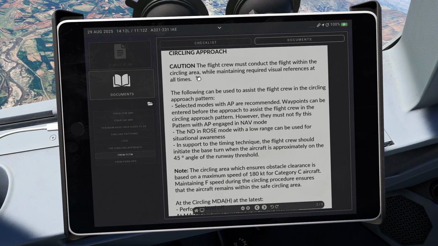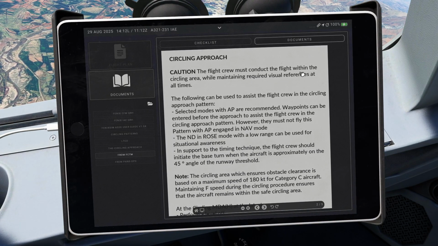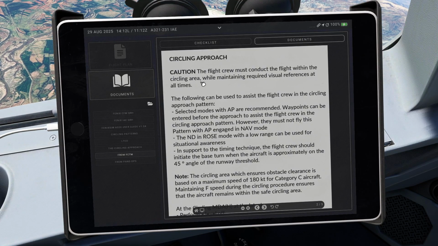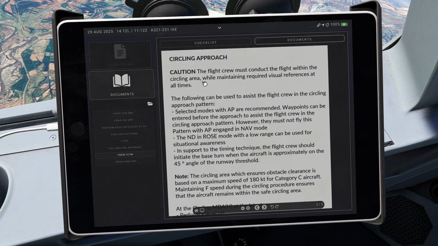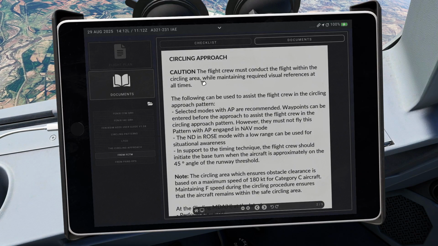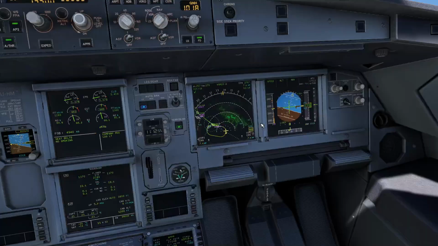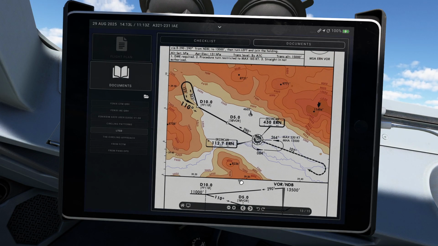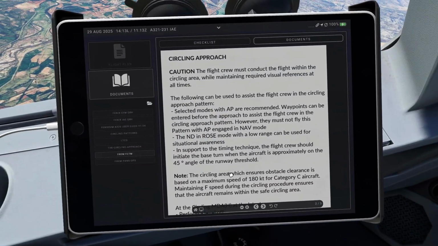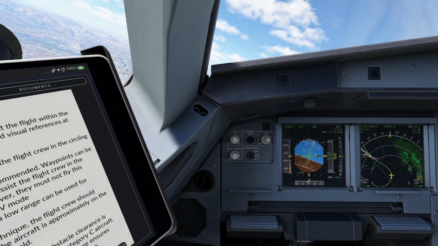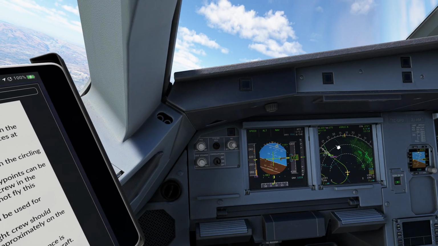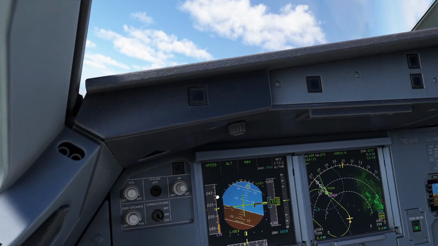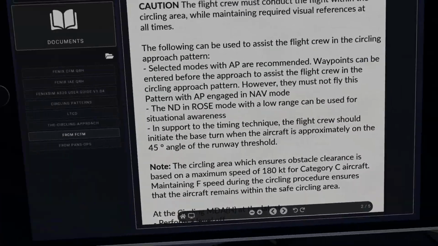For the circling approach, there is a caution: the flight crew must conduct the flight within the circling area. It means 4.2 mile for the Cat Charlie aircraft based on ICAO regulation. The TERPS regulation is different from the ICAO. Today, the chart is based on PANS operation, and we are going for ICAO regulation for this item. 4.2 that we have it as a circle of 4 mile around the Lima Tango Charlie Delta runway 10, which is landing runway.